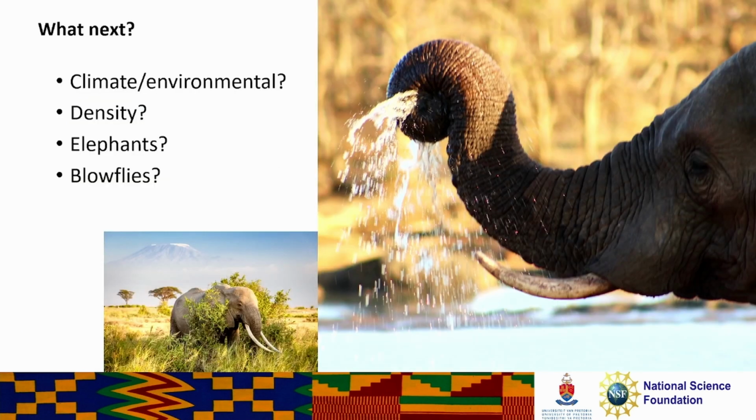Now, to answer further questions, we want to look at the impact of climate and environment, and also to look at trends regarding density, also to look at the impact of other hosts, like I mentioned, elephants. Could it be a direct impact or an indirect impact on the vegetation? And lastly, to see how the change in the environment also influences the roles of blowflies.